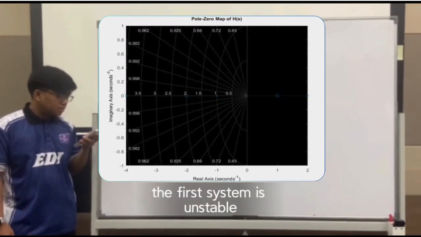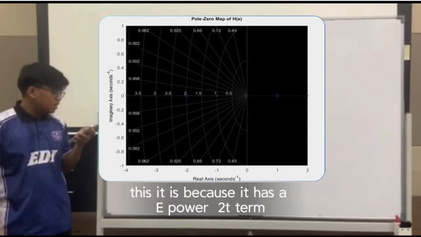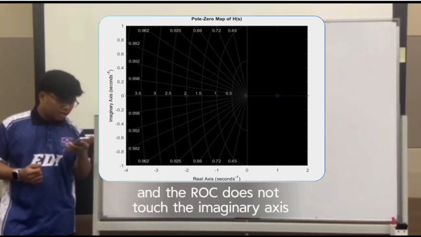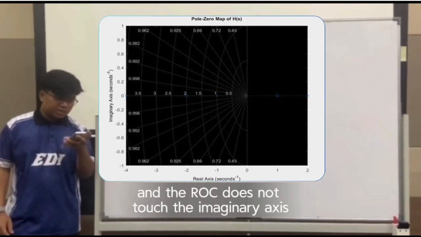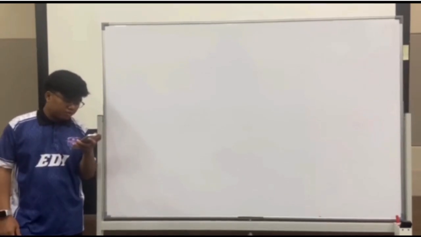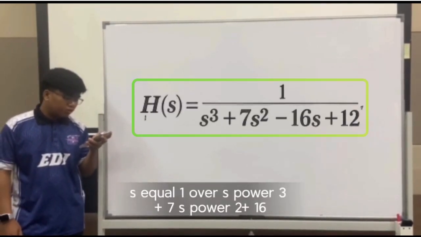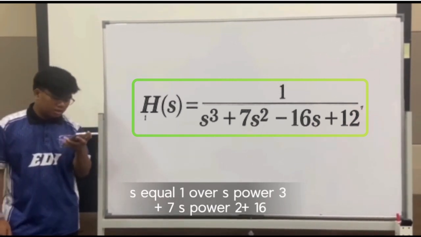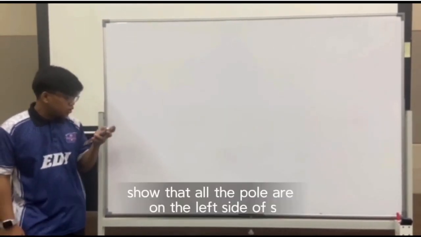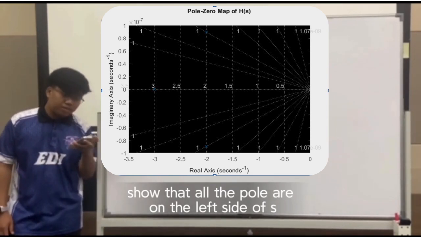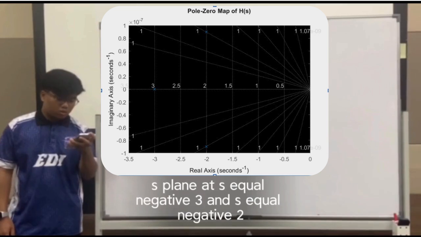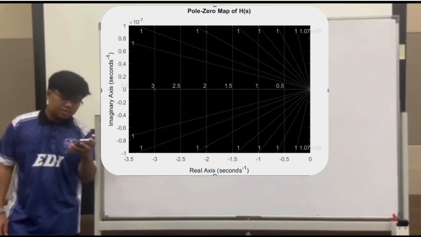The first system is unstable. It is because it has an e to the power 2t term that goes to infinity, and the ROC does not touch the imaginary axis. Finally, for part C, the new manual transfer function is H(s) equal 1 over s cubed plus 7s squared plus 16s plus 12. MATLAB shows that all the poles are on the left side of the s-plane at s equal -3 and s equal -2. Therefore, this second system is completely stable.